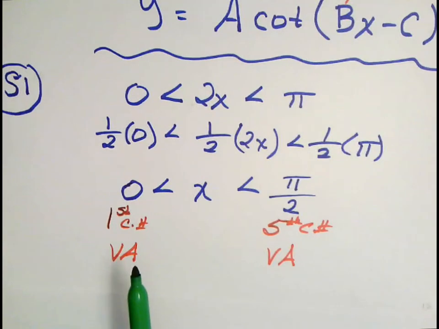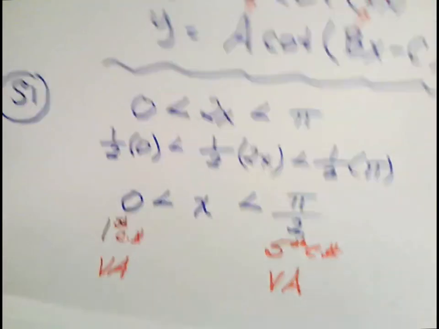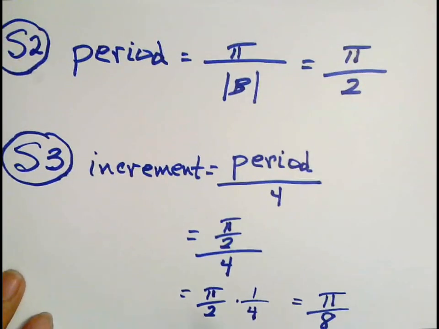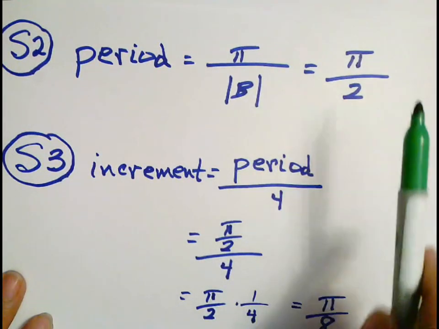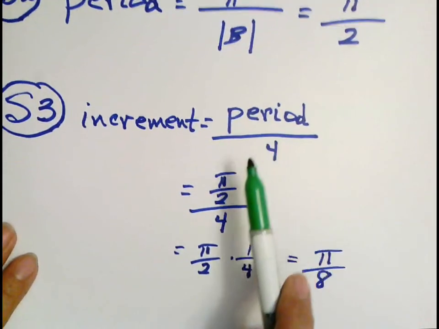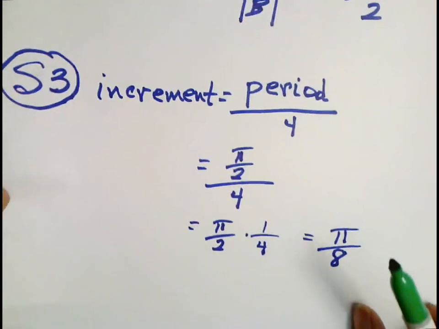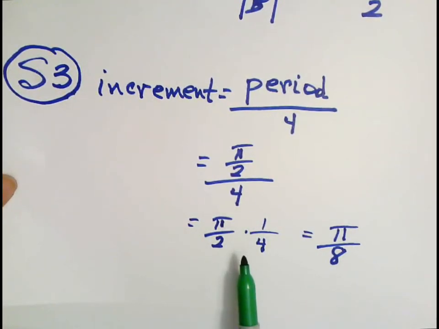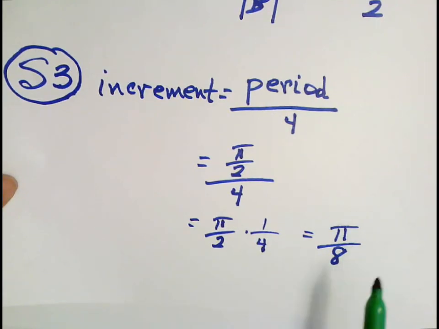And again, from the inequality, we have 2 consecutive vertical asymptotes, and we also have our first critical number and our fifth critical number. Then we're going to go to our second step, which is finding the period. When we find the period, we have pi divided by the absolute value of b, pi divided by 2. The increment is the period divided by 4. Dividing by 4 is the same thing as multiplying by its reciprocal, so we're getting an increment of pi over 8.